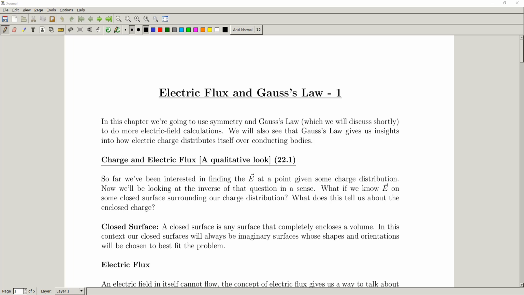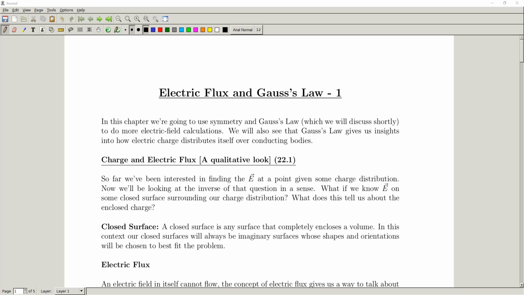Okay, and so in this chapter we're going to use symmetries and Gauss's law to do more calculations with electric fields. So we're going to try to find the electric field outside of more objects using Gauss's law and certain symmetries, depending on which problem we're looking at, right? We're also going to find later in the chapter that Gauss's law gives us some interesting insights into how electric charge distributes itself in conducting bodies, right? So we'll take a look at that, but that'll be later on in the chapter.